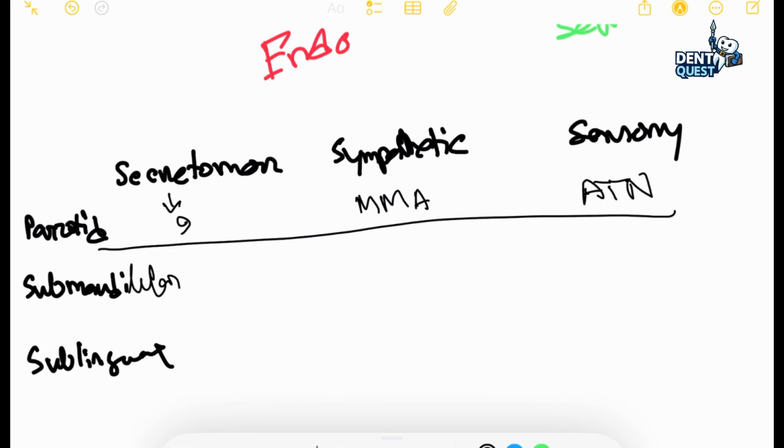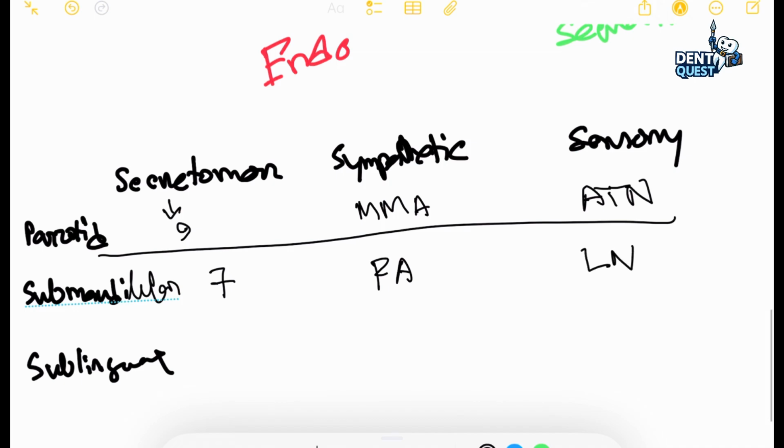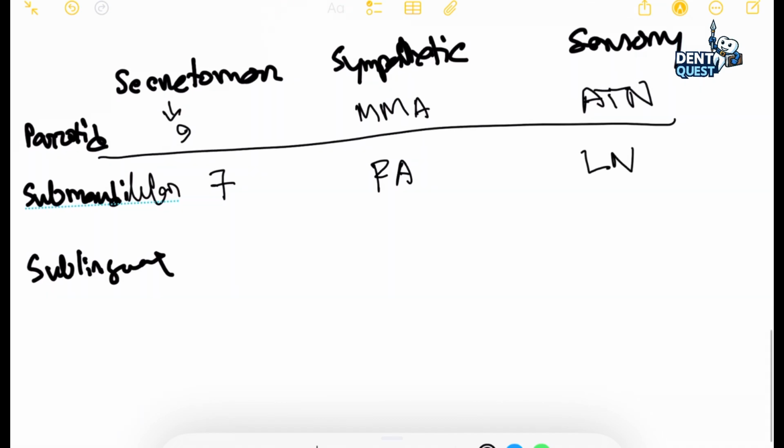The secretomotor supply of the submandibular gland is from cranial nerve 7, the sympathetic root is from the plexus around the facial artery, and the sensory supply is from the lingual nerve. In the case of the sublingual gland, the secretomotor root is from 7, again with sympathetic from the plexus around the facial artery, and also the lingual nerve. Those are the same. For the submandibular and sublingual glands, the secretomotor and sympathetic supplies are the same.